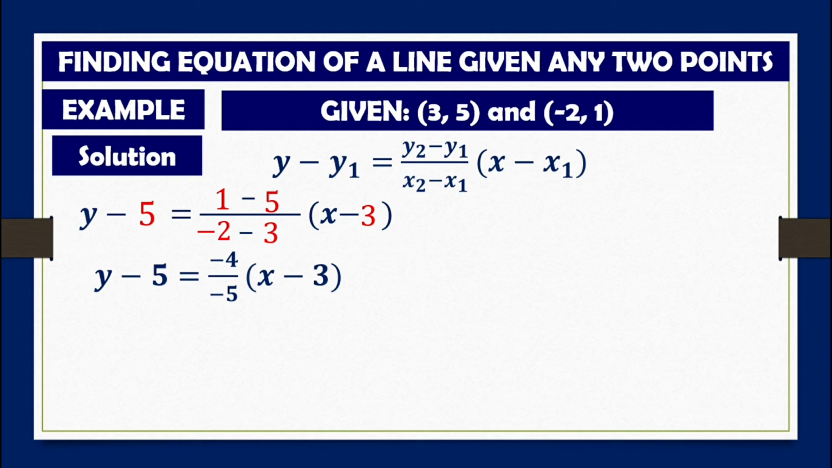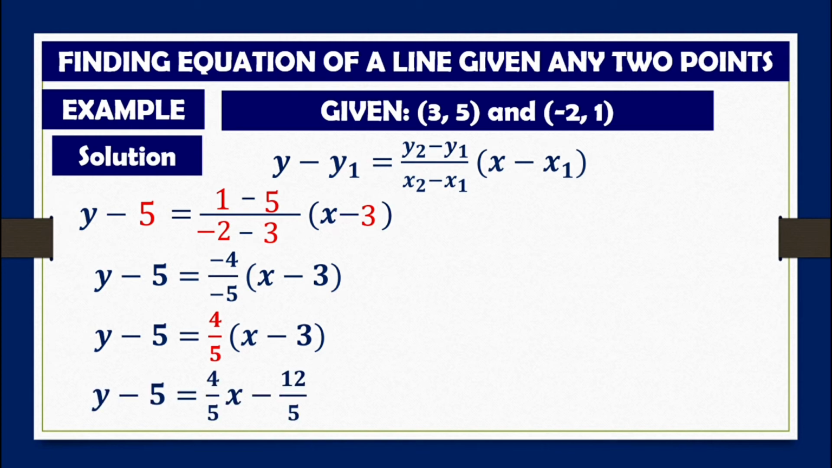Negative 4 is a result when we combine 1 minus 5 and negative 5 is a result when we combine negative 2 minus 3. Then, negative 4 over negative 5 can be written as positive 4/5 because in division of integers, negative divided by negative, the result will always be positive. So it is the same as y minus 5 equals 4/5 times the quantity x minus 3. Then we will simplify the right side of our equation using the distributive property as we distribute 4/5 to the quantity x minus 3. So we will have y minus 5 equals 4/5 x minus 12 over 5.